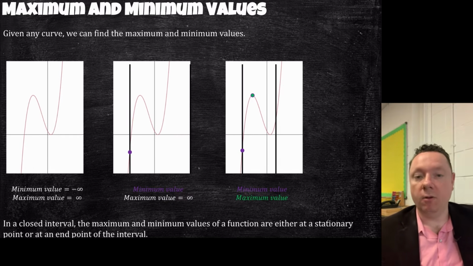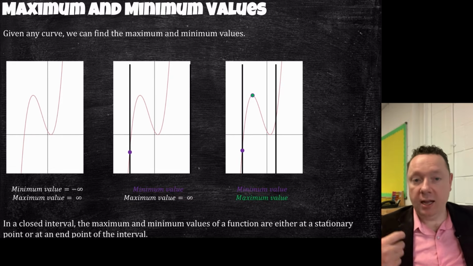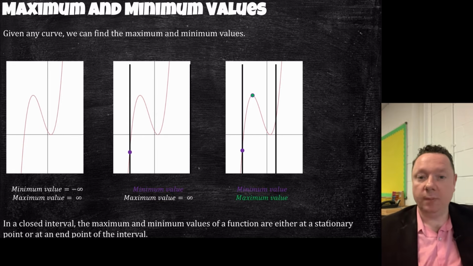So when you're working out the maximum and minimum values of a function between two certain points, you just need to check: is the turning point the maximum or minimum, or is it at the end of these intervals? So let's look at some examples like that.